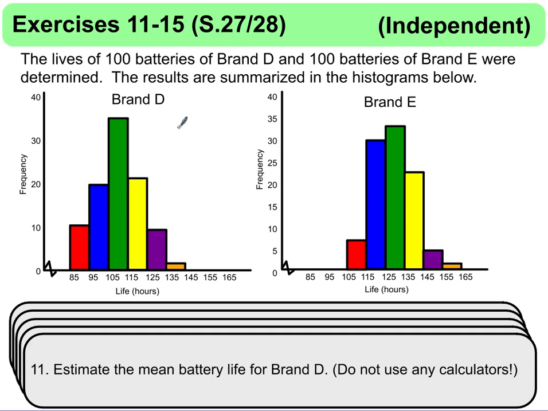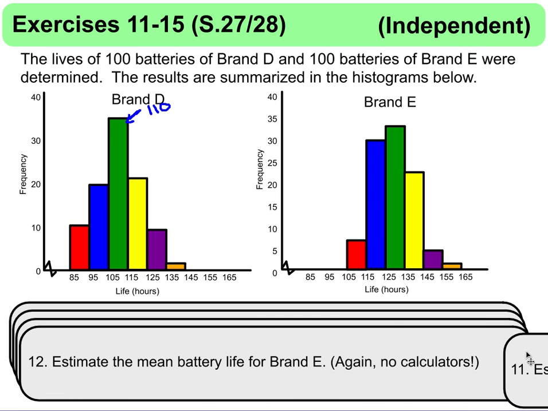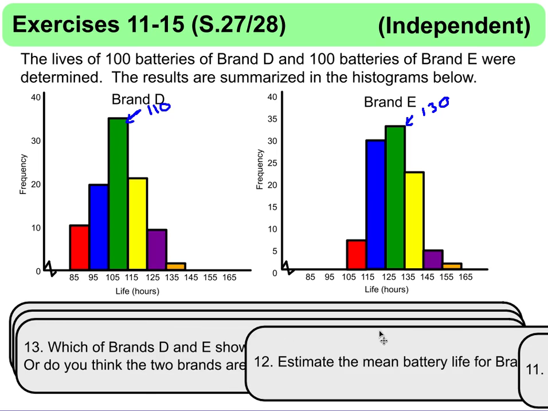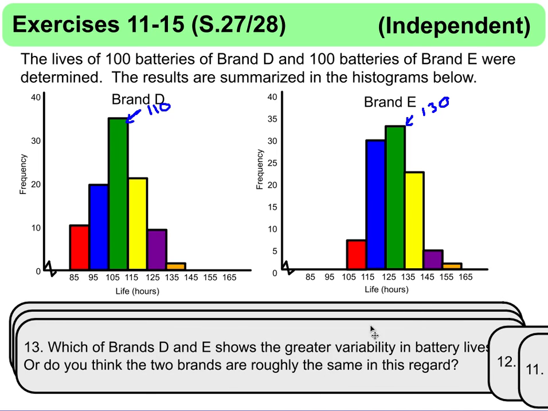So if we look at brand D, the data is pretty symmetrical, so we can say the average battery life is somewhere right around this region, where we might call that around 110. And again, that is just an estimate based on what we see. In question 12, we'll say estimate the mean life for brand E. So approximately what do we feel brand E might be? We might say somewhere around 130. If we look at question 13, which of the brands D and E show the greater variability in battery lives? Or do you think the 2 brands are roughly the same in this regard?